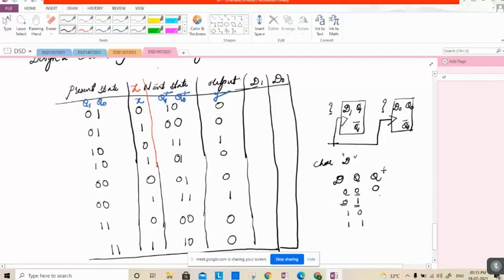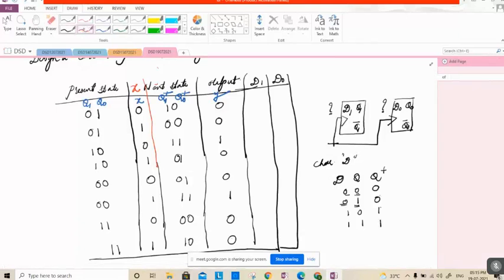With D equal to 0, Q equal to 1, what will be the value of Q plus? It will be 0, right? In a D flip-flop, whatever data you give, the same data will be copied. So here this will be 1 and here this will be 1.